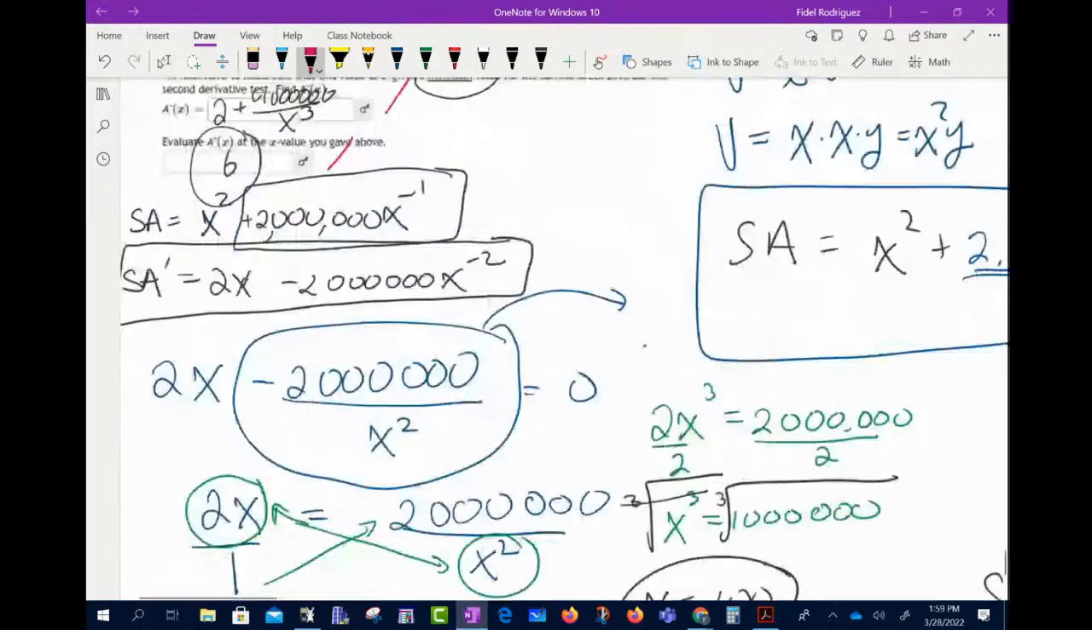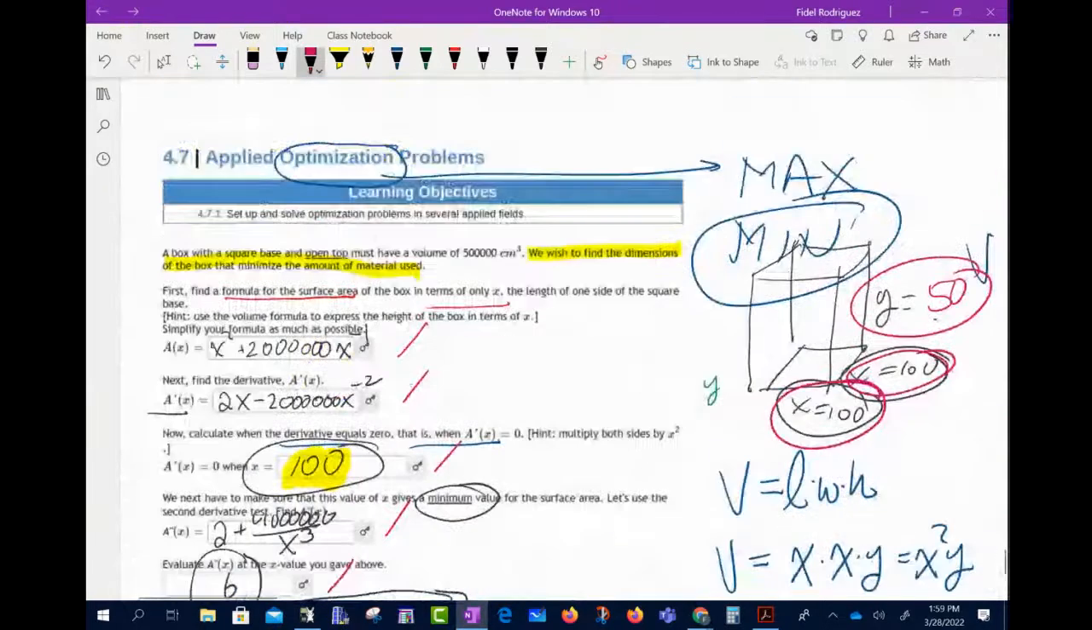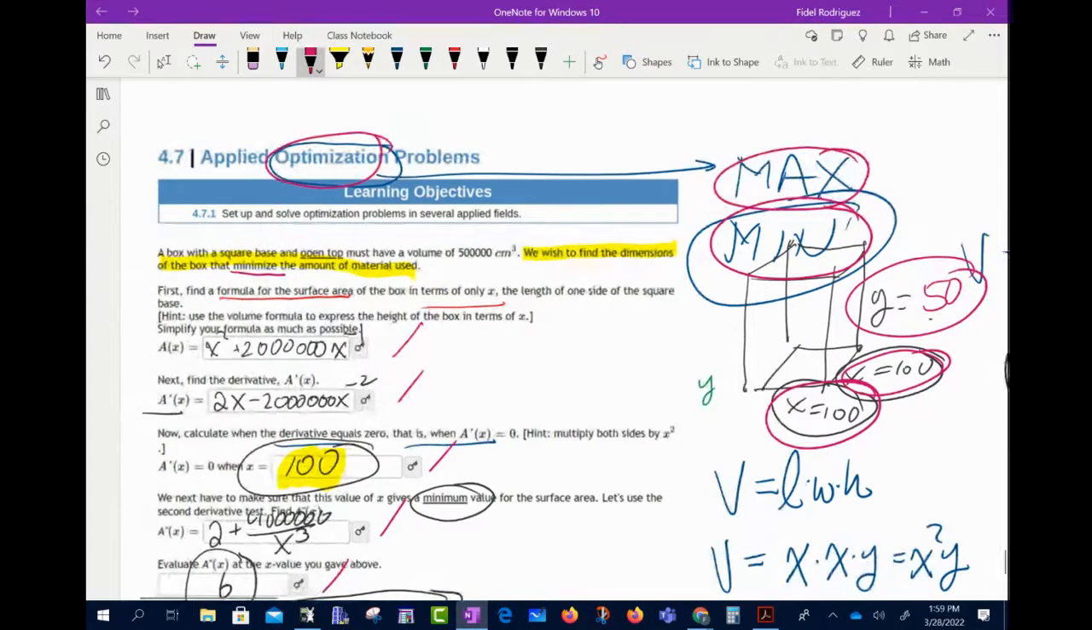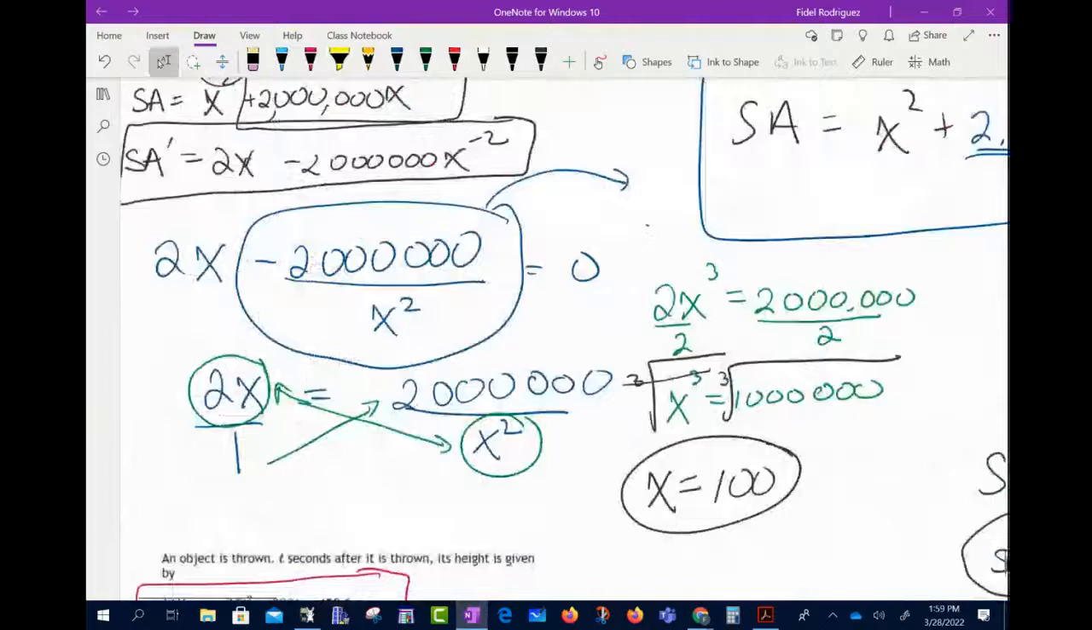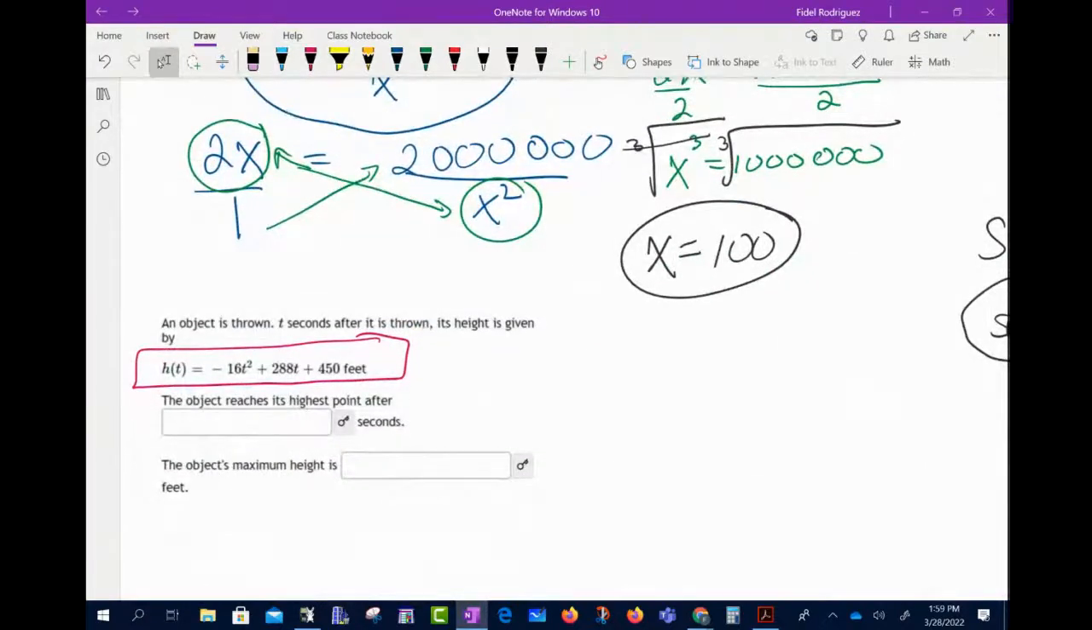So y'all, remember what I told y'all? 4.7 talks about optimization, right? And optimization means we're either going to look for a maximum or we're going to look for a minimum. And in the problem that we did before, look what the direction said. We wish to find the dimensions of the box that are going to minimize, right? So like I told you, it's going to be one or the other. When I look at the next problem here, we're looking for the object's what?